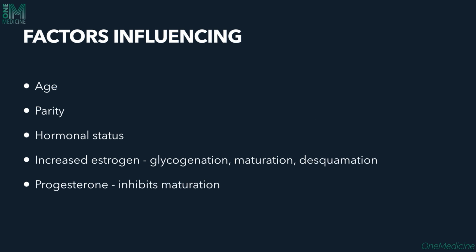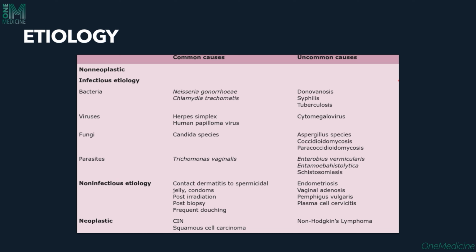The factors which influence cervicitis are the age of the patient, parity of the patient, and hormonal status. That is, if the patient has got increased estrogen, then there'll be increased glycogenation, maturation, and desquamation. Progesterone will inhibit maturation. Etiology of cervicitis: we have got non-neoplastic and neoplastic etiologies.